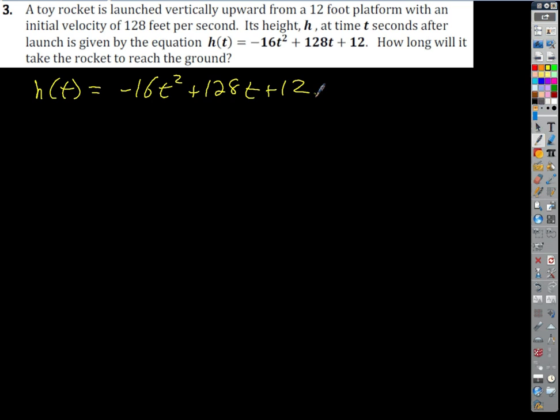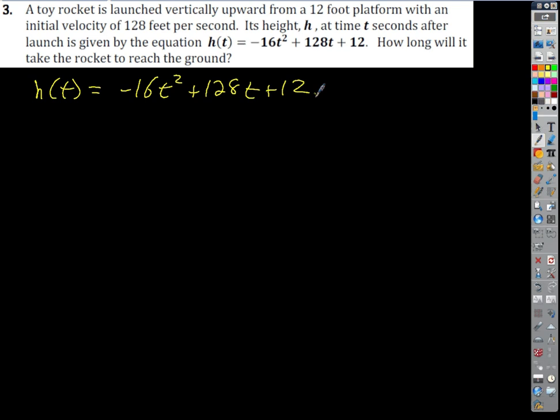Okay? So does this parabola open up or down? Down. How come? A is negative. Okay. So there we know something already. So if we're trying to figure out how long it's going to take to reach the ground, what are we going to do? Where's the ground? It's being launched from a platform that's 12 feet high, but it's going to hit the ground.